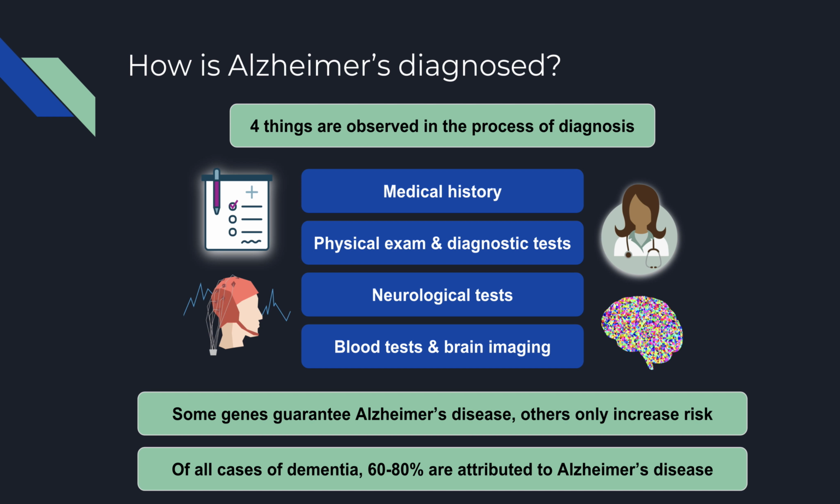dementia that could be present. Third, neurological tests are done to determine whether the dementia was caused by a stroke, Parkinson's, tumors, fluid accumulation, or other memory-impairing illnesses. Fourth, brain imaging and blood tests are done.